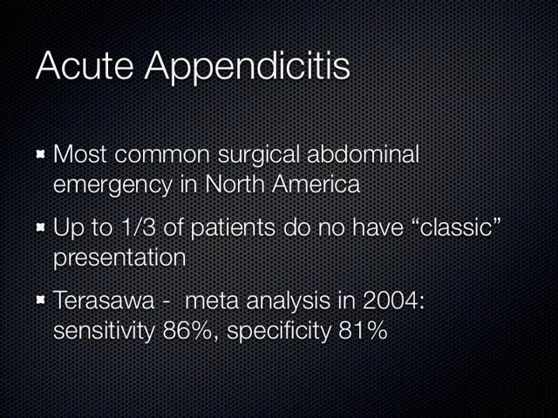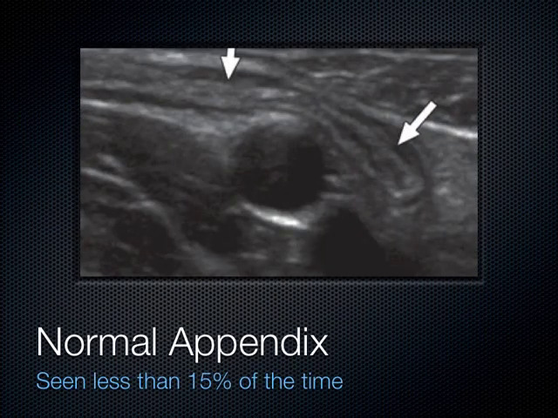So Terasawa, the author, did a meta-analysis a long time ago, 6 years ago, back when the ultrasound machines weren't as good, and found that in the hands of radiology, ultrasound had a sensitivity of 86% and a specificity of 81%. The reason for its low specificity is because we never see this on ultrasound.